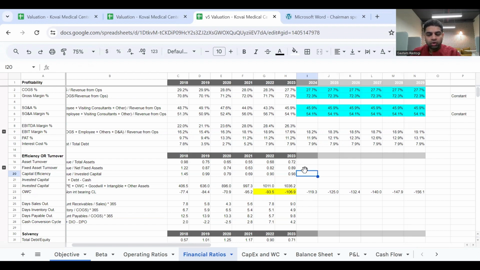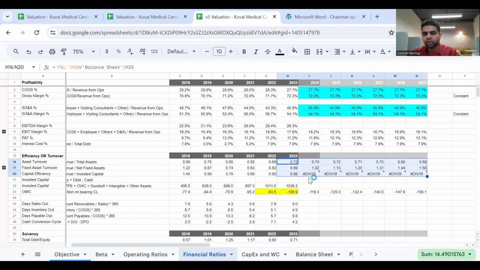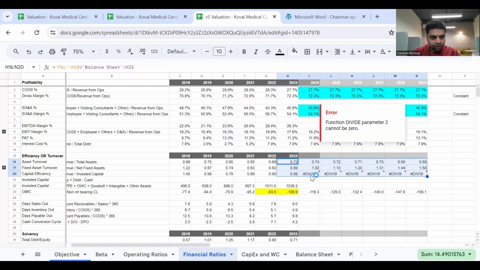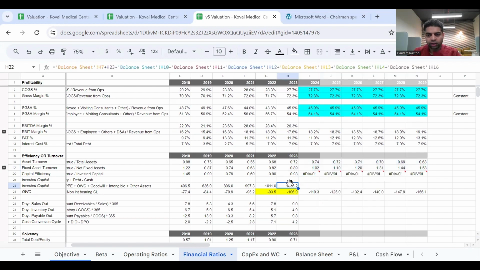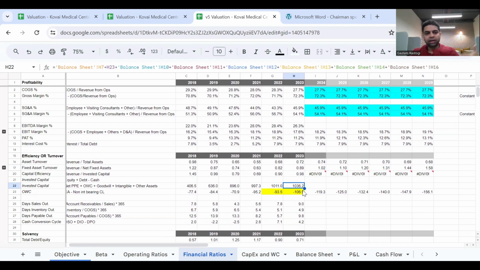Now let's take a look at efficiency. Let me drag this. I've spoken at length about these efficiency ratios in my last video, so let me drag them along. Efficiency is really asset utilization, how they're sweating their assets. Invested capital efficiency is sales divided by invested capital, so let me project out invested capital as well.